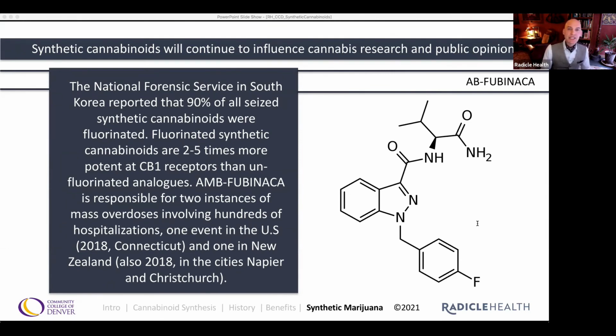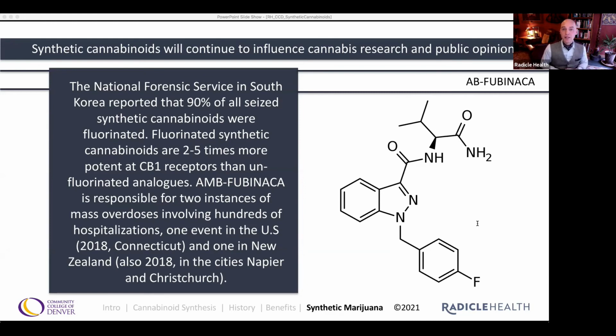In 2013, the National Forensic Service in South Korea reported that 90% of all seized synthetic cannabinoids were fluorinated, and they had no instances of fluorinated synthetic cannabinoids reported in 2010. So this is another example of why some of these synthetic cannabinoids might be causing more of these adverse effects. Fluorinated synthetic cannabinoids are like 2 to 5 times more potent at CB1 receptors than unfluorinated analogs.